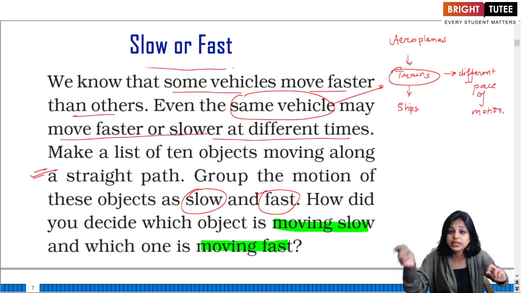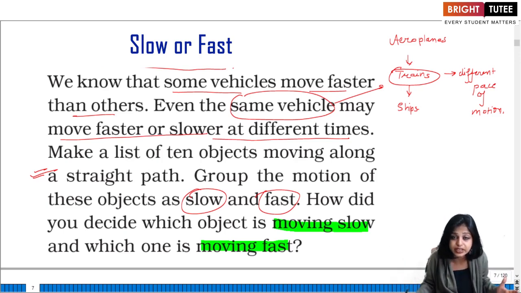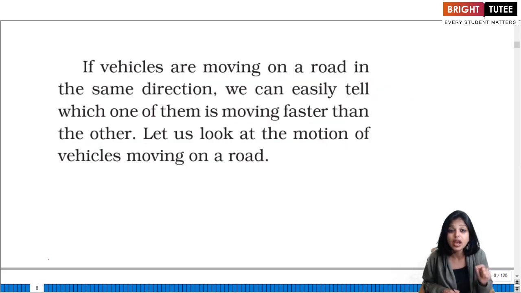But if Mama brings a thermometer and measures my temperature and tells me exactly that my temperature right now is 100.5 degrees, then my temperature is exactly that. So yes, I can tell you the value, and that is measurable. Similarly, the pace of motion is also measurable. How can we do that? We are going to learn it.